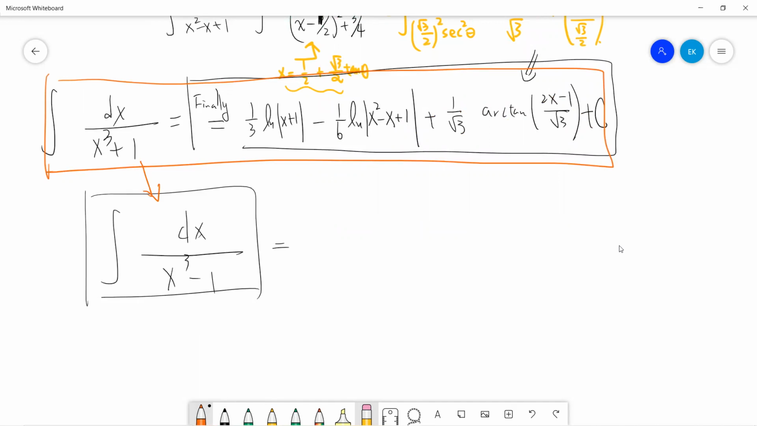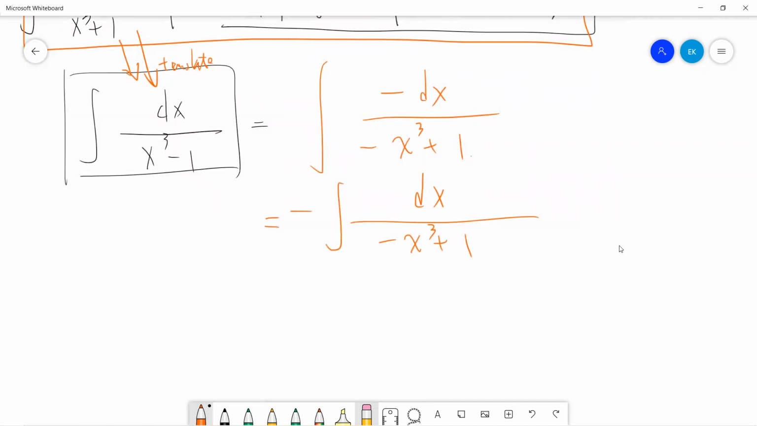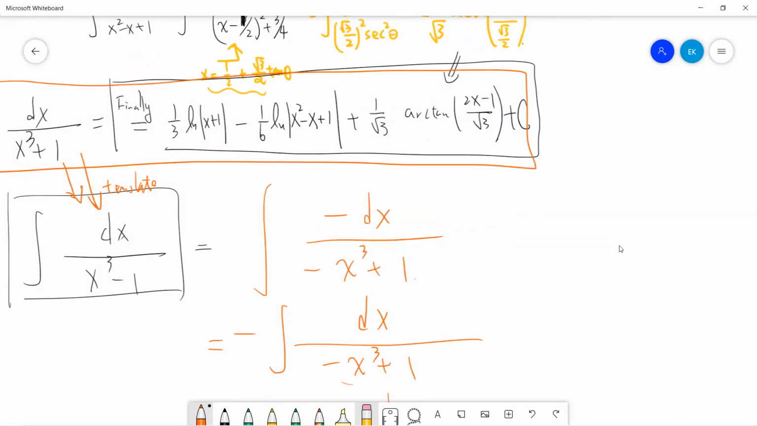Basically, translate. Okay, so this is very easy. You just times minus 1, right? You just times minus 1, so you get this, right? And now this is minus 1 dx over minus x cubed plus 1. So the next step will be trivial, right? You just check minus 1, preserve this one and the dx, and the minus x cubed changes to minus x cubed plus 1.